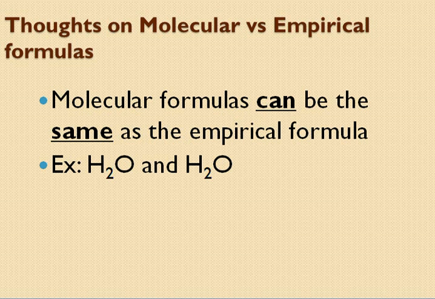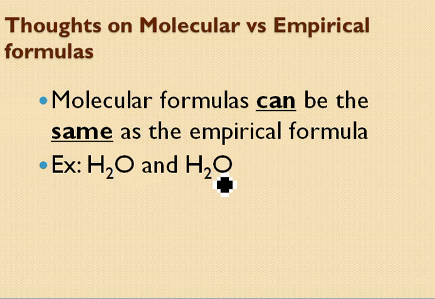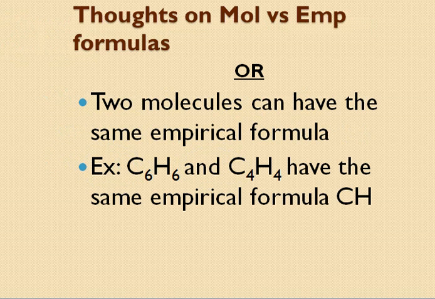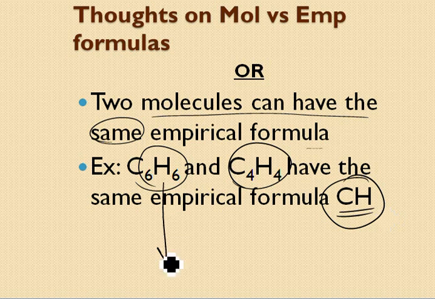As seen in the previous table, you can have the empirical formula and molecular formula be the same, as in this case, H2O and H2O. And as seen in that table, two molecules can have the same empirical formula. So C6H6, C4H4 have the same empirical formula of CH. It's a 1 to 1 ratio for both.